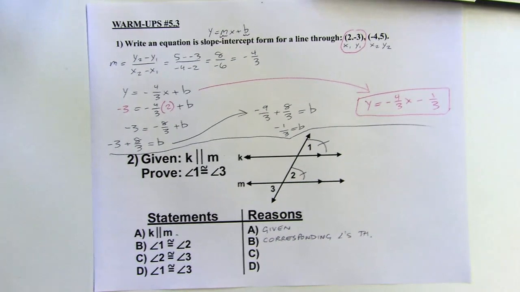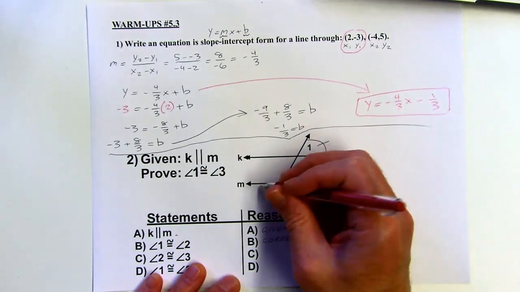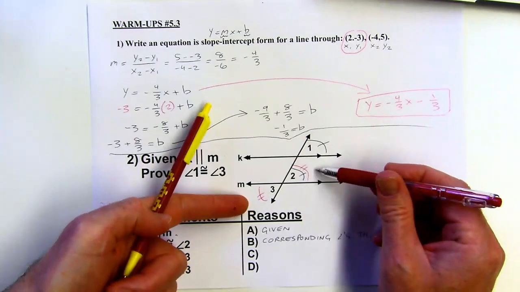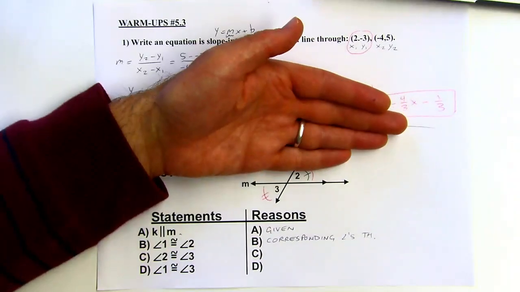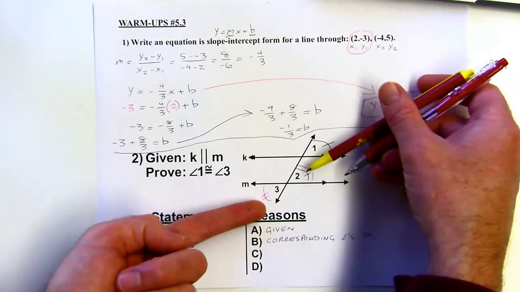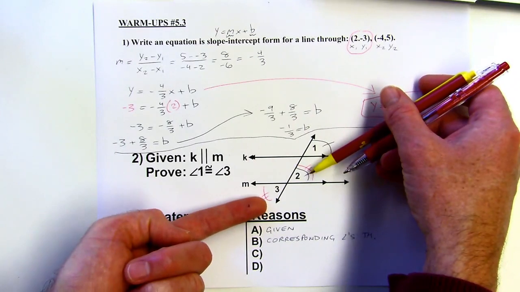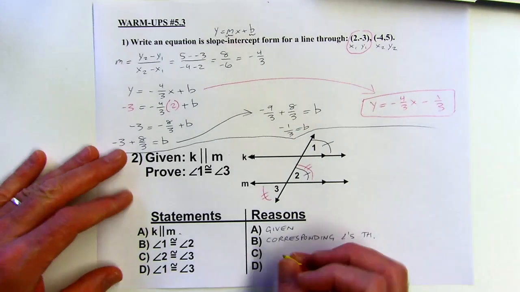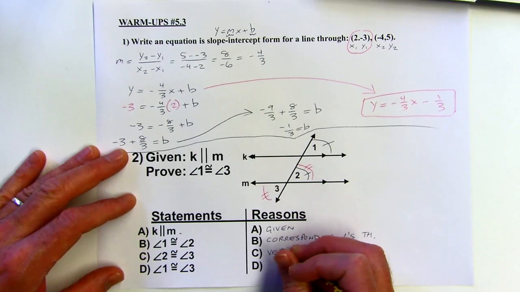Okay, and then 2 and 3 are congruent. Okay, so I'm putting 2 dashes to show these are congruent. Well, I don't even need the parallel lines for that. Anytime you have two intersecting lines, the angles that are across from each other are going to be congruent. They're called vertical angles. So that's the vertical angles theorem.